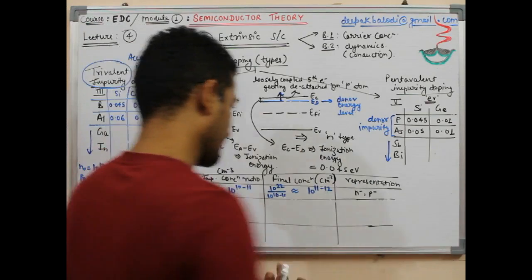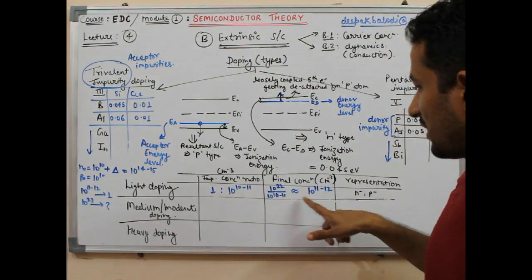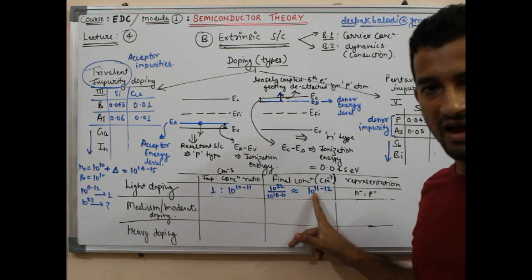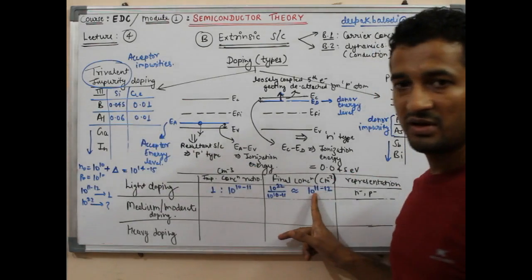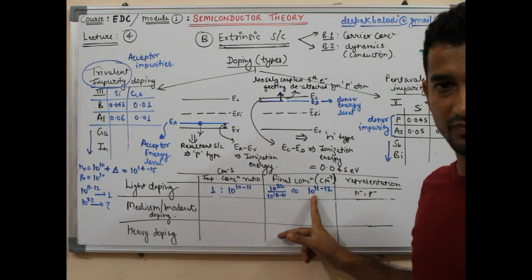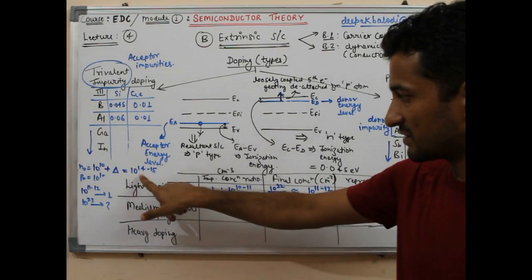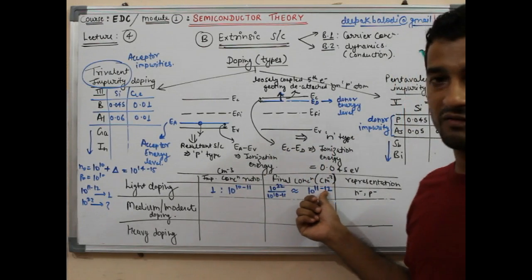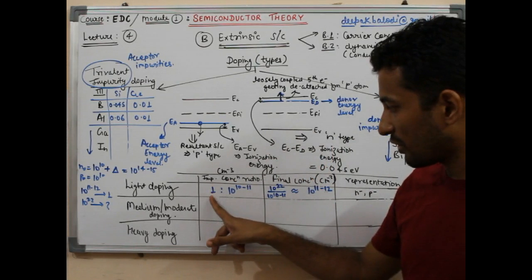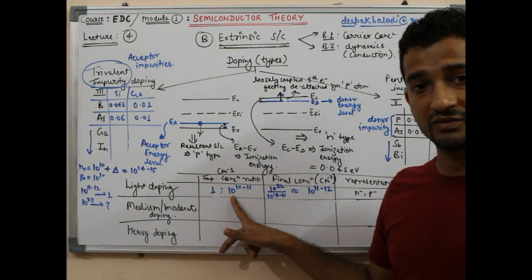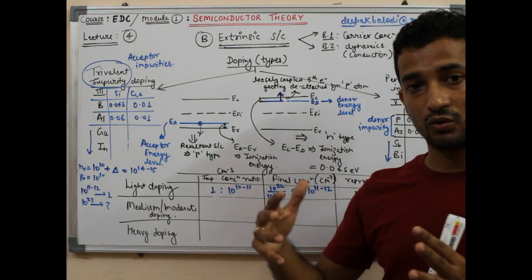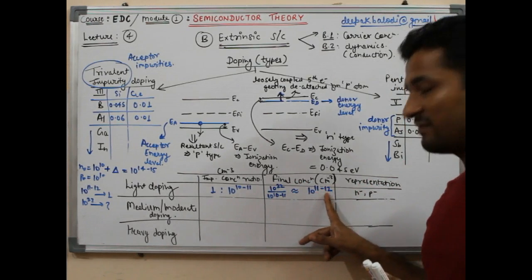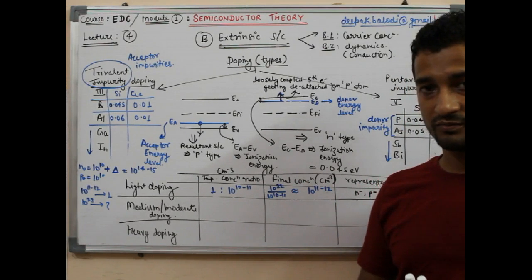But in this case of light doping, we are not doping with a high concentration. If we are doping with 10 to the power 11 boron atoms per centimeter cube, we'll get 10 to the power 11 holes as a result, which is still far away from this figure. Therefore it is called light doping. Or even if we are doping with 10 to the power 12 boron atoms, that means one boron atom out of 10 to the power 10 silicon atoms. Then out of 10 to the power 22 silicon atoms per centimeter cube, we are doping 10 to the power 12 boron atoms per centimeter cube.